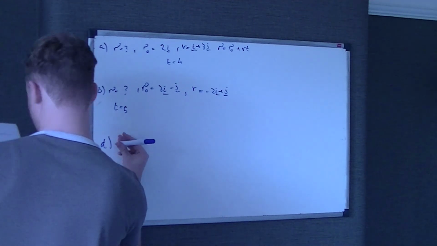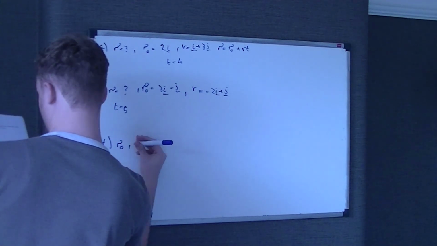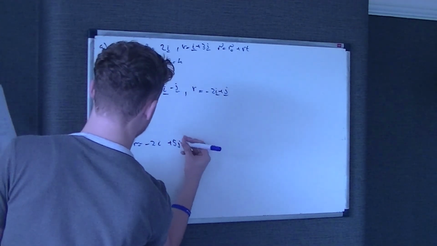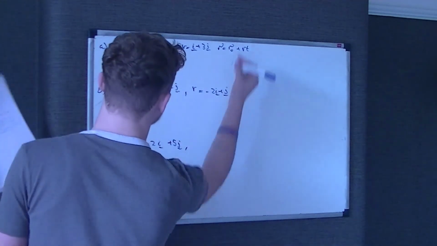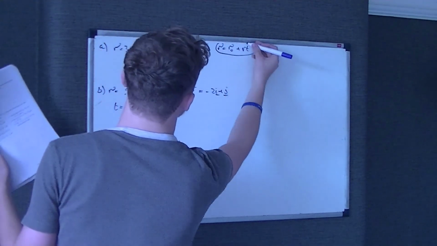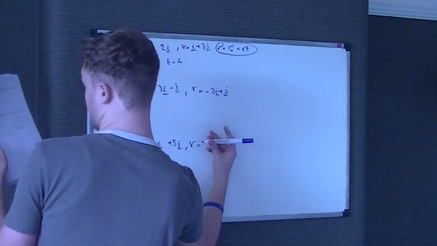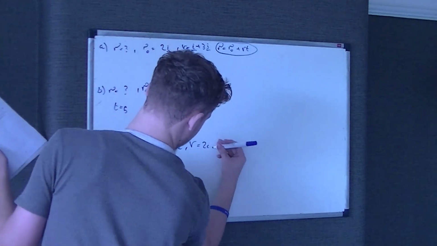D, find R0 if R is equal to minus 2i plus 5j. This exercise really is just making sure you understand this formula. I'm rearranging it really. And V is equal to 2i minus j.